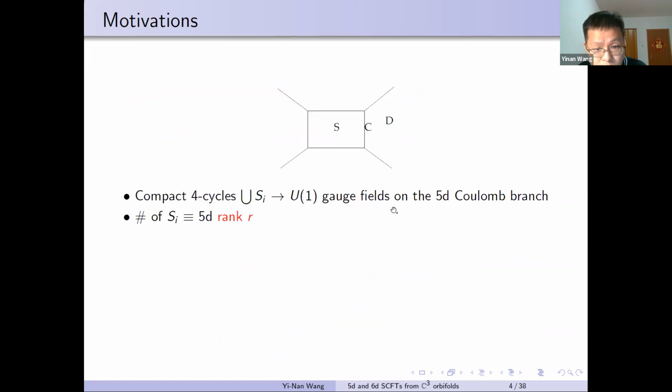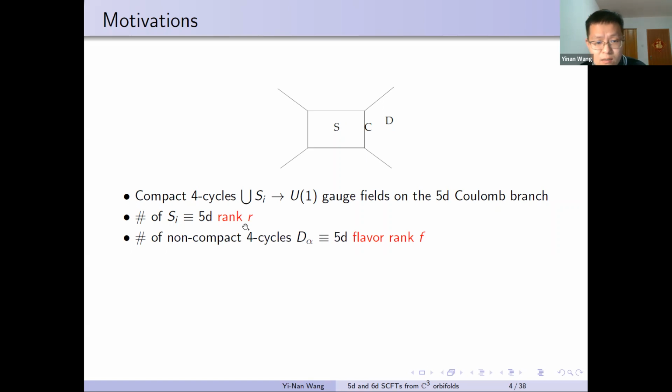So I'm going to say a few more sentences just to review the basic geometry versus physics dictionary in this approach. So consider the resolved Calabi-Yau threefold with various compact cycles and non-compact cycles as well. Firstly, each compact exceptional 4-cycle that we call S_i, they one-to-one correspond to the U(1) gauge field on the 5D Coulomb branch. And in particular, the total number of these S_i is equal to the rank, little r, of the 5D SCFT.